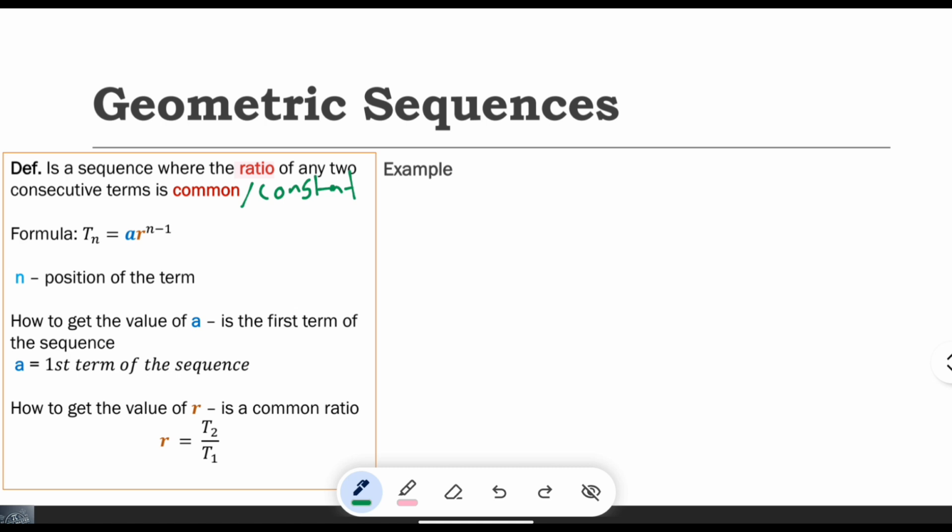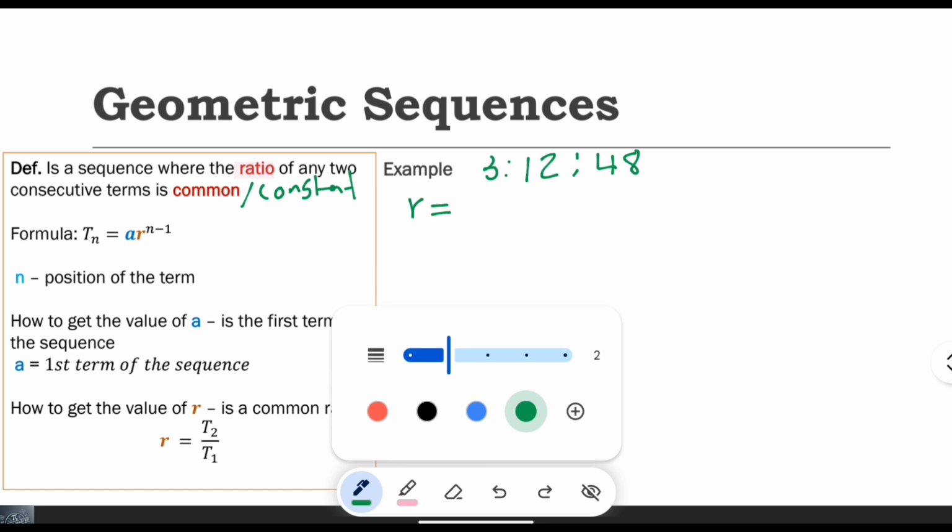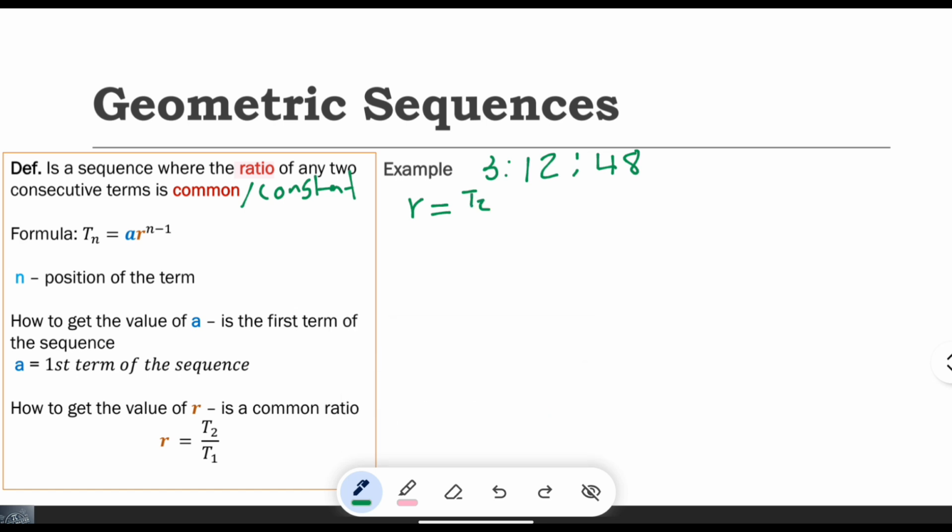Let's take a look at this example that I'm going to give you. We have the pattern 3, 12, and 48. What do we mean by that? The ratio of two consecutive terms must be constant. How do we get the ratio? The ratio is represented by r. We say T2 divided by T1. In this case, we have 12 divided by 3, and that is 4. But by doing that alone, we cannot say the ratio is common or constant.